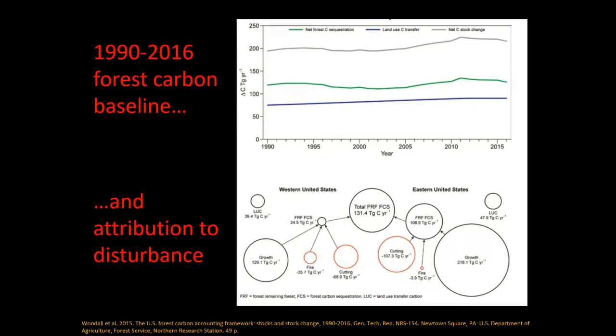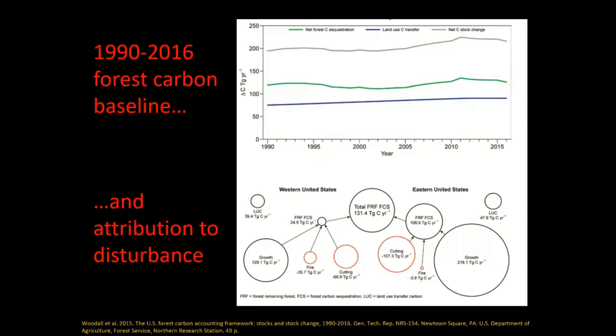We don't have the harvest wood products associated with it, so some of that cutting, or maybe a majority of it, goes into forest products. Hopefully long-lived ones that can offset emissions. But certainly there's a lot of growth, over 218 teragrams of carbon per year, which more than offsets cutting.